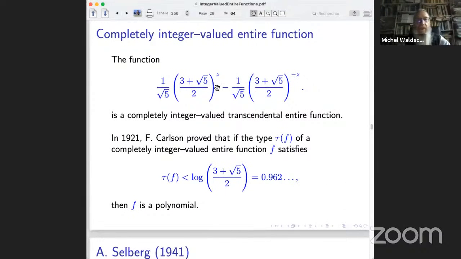I mentioned that this function is a completely integer valued entire transcendental function. Carlson, the same as for the zeros of entire functions of type less than pi, proved that if the type of a completely integer valued entire function satisfies tau of f less than the logarithm of this number, which is 0.962, then f is a polynomial.